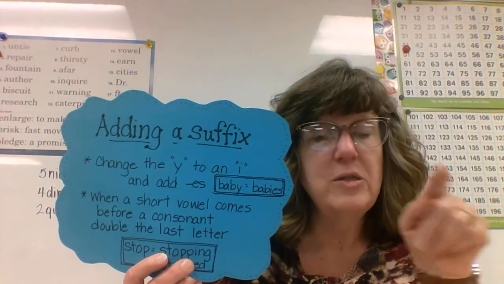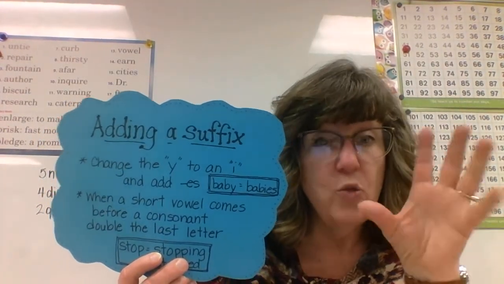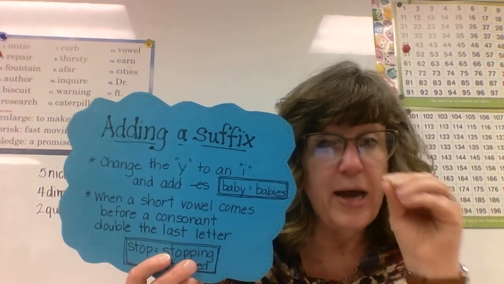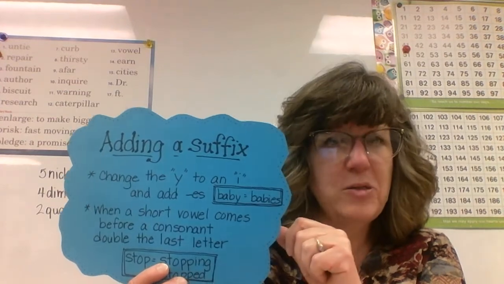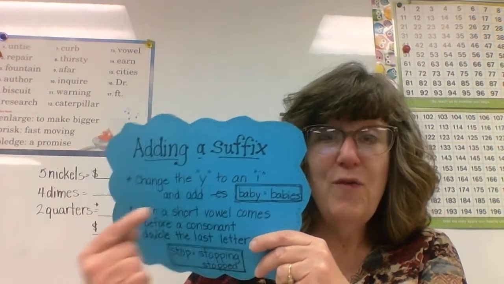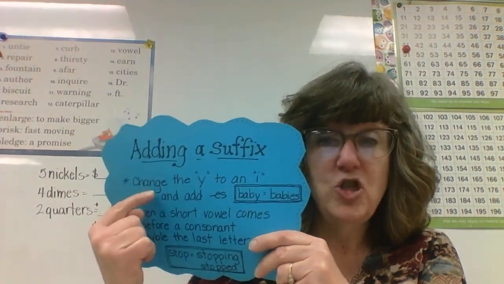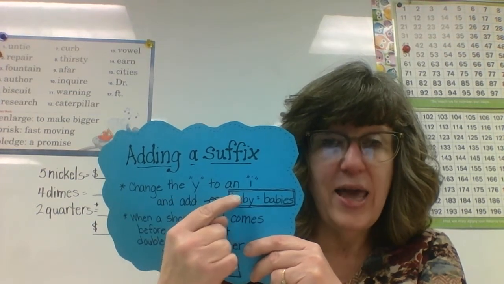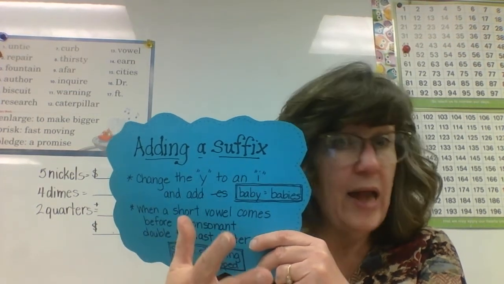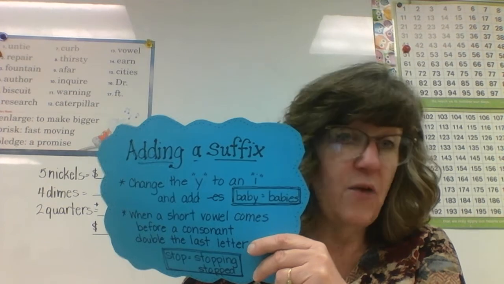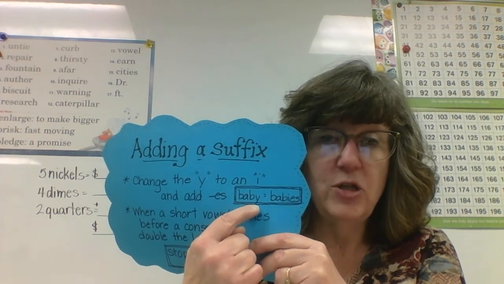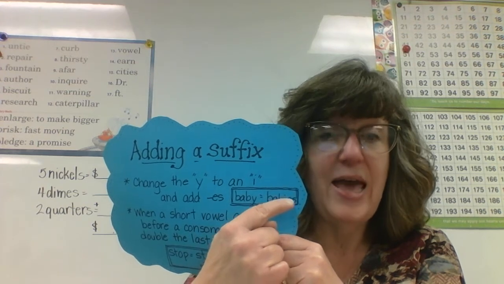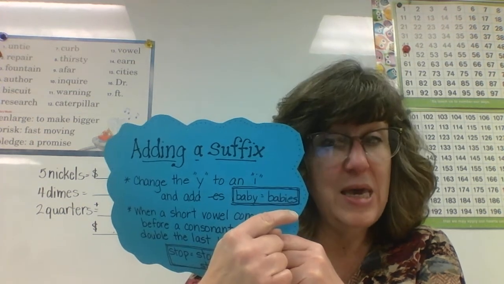Now remember, a suffix goes at the end of a root word. That's a word that can stand all alone, all by itself. But when we want to add a suffix, there's a couple important things to remember. Remember, if the root word ends with a Y, we have to change the Y to an I and then add ES or whatever the suffix is, okay? So if we have baby, we're going to change that Y to an I and add ES and make babies.